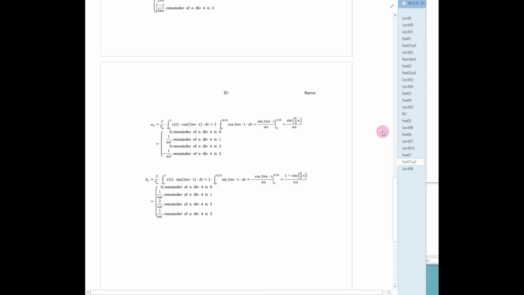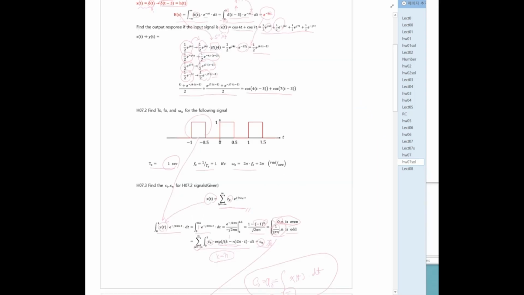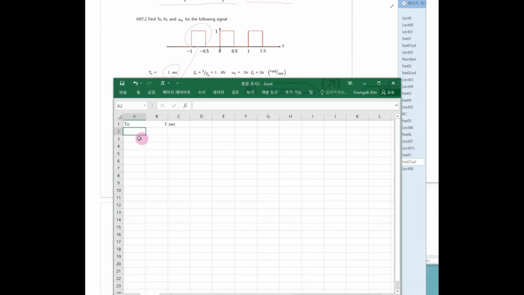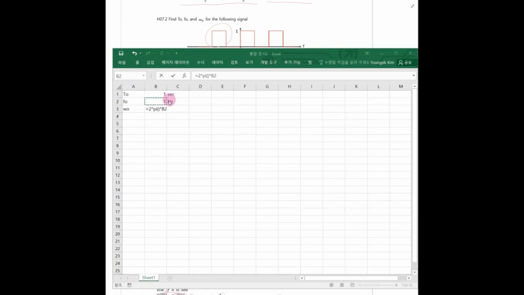So I would like to use Excel to plot. The fundamental frequency is 1 over T0, which has the unit Hertz. Omega 0 is 2 pi times f, and its unit is radian per second. And to plot this, we need to define the sampling times.